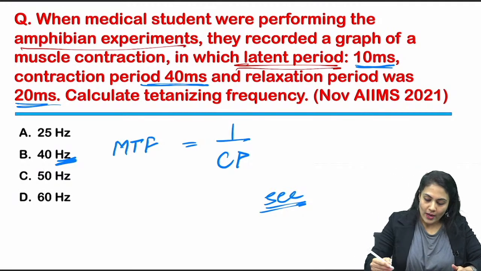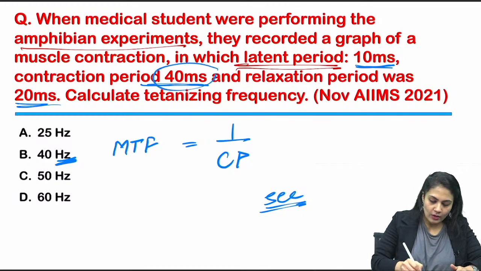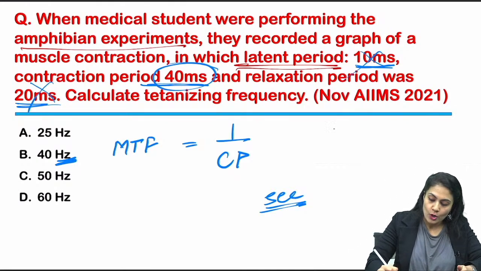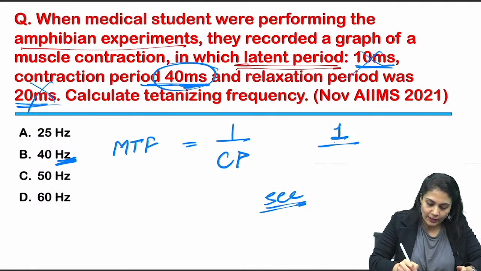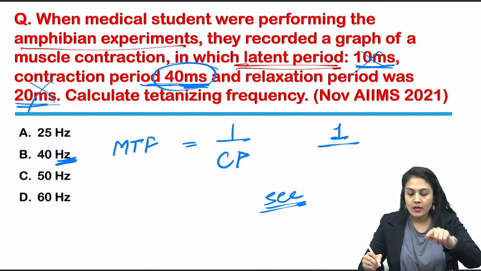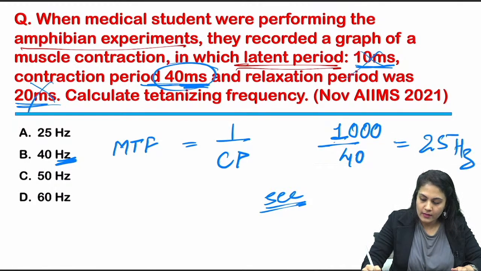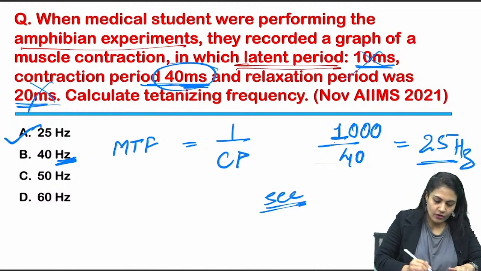All right. So 1 upon the contraction period. Over here we are not concerned with the latent period, and we are not concerned with the relaxation period either. So 1 upon the contraction period, and they have given us 40 milliseconds, right? 1 second, that means 1000 milliseconds, upon 40. That I'm going to do, right? The answer will be 25 hertz.